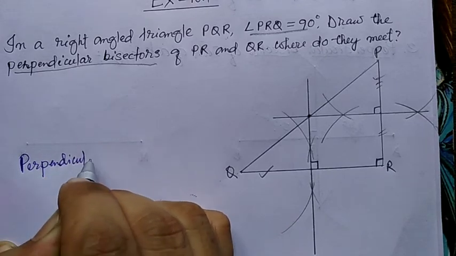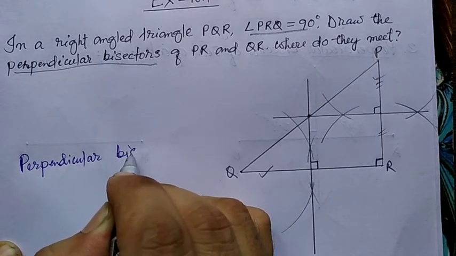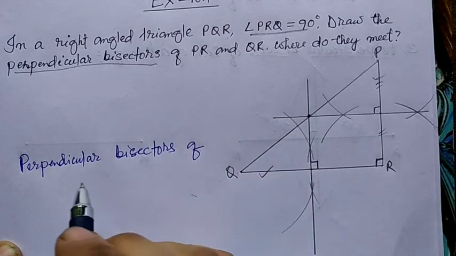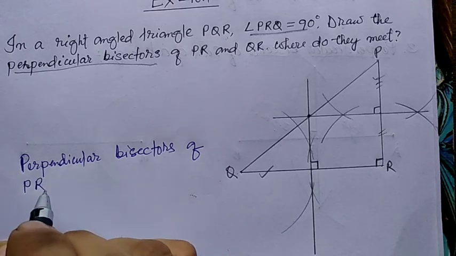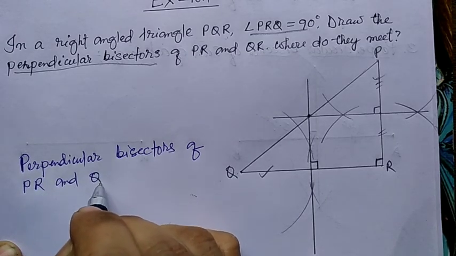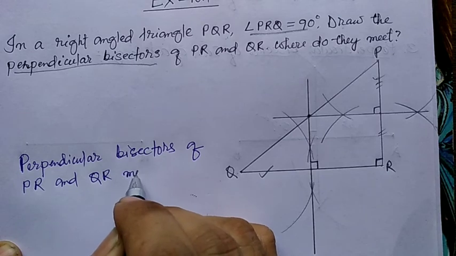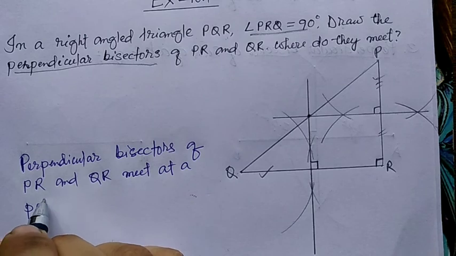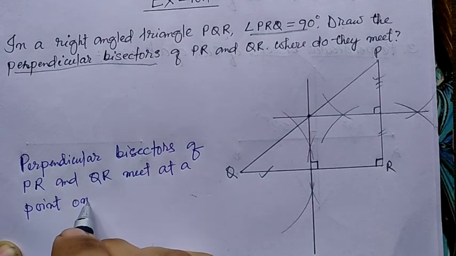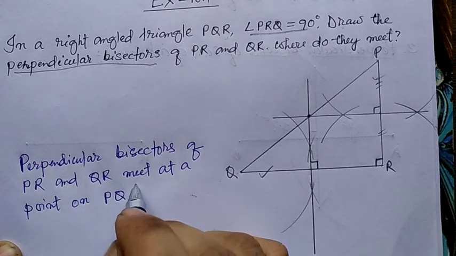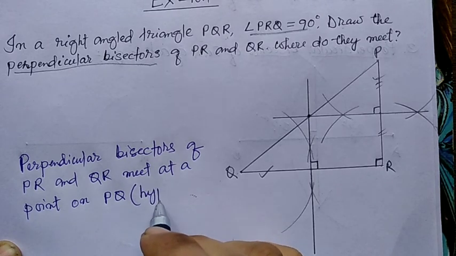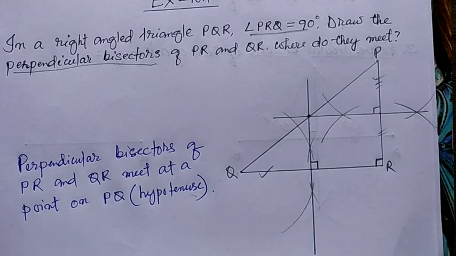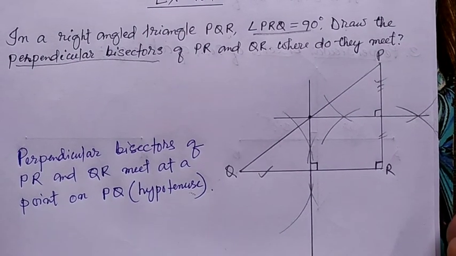Perpendicular bisectors of PR and QR meet at a point on the side PQ. PQ is nothing but the hypotenuse. Okay, this is your answer. So for today, this much.